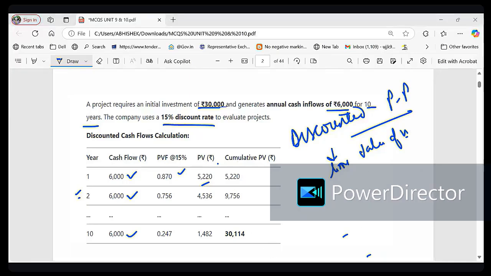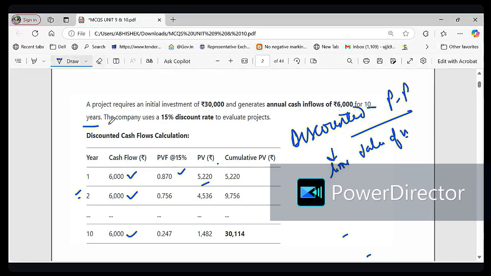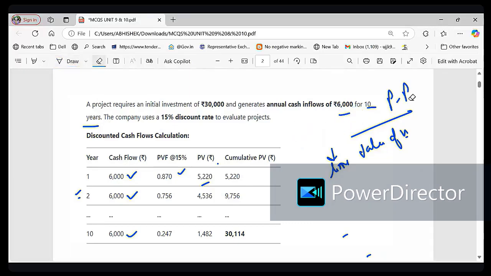Very good morning to all of you. So this is our first question of today's session. Let me again, for those people who have joined late, read the question. What this question is all about. See, what is happening in this case is that a project requires an initial investment of rupees 30,000. It generates an annual cash inflow of 6,000 for 10 years, right? And the company uses a 15% discount rate, right? And this table has been given for your convenience.